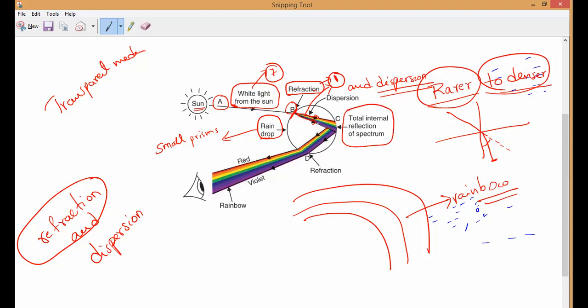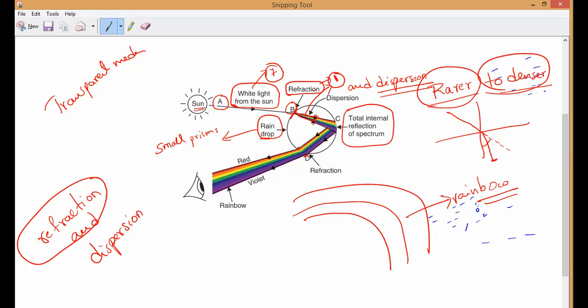First, let me finish this concept. From B to C, the spectrum will travel. There, instead of coming out at point C, what is happening? Total internal reflection is taking place. They reverse direction and travel inside the raindrop itself, until point D. Till which point are they traveling? Point D. Once dispersion has happened, they are not coming out at point C.